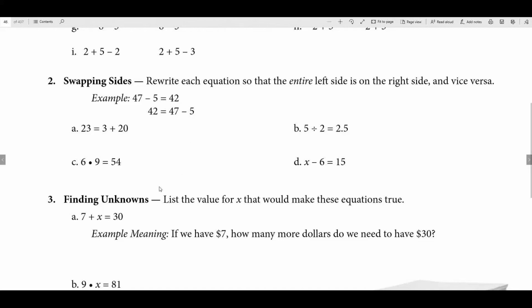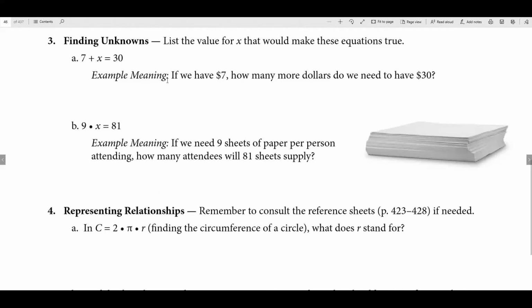Okay, so on 3, finding the unknowns, list the value for x that would make these equations true. So these two are the same as what we did on the other. Make sure you read the example, and go ahead and put x equals and whatever it equals. And if it's money, make sure you put the dollar sign. If it's whatever, make sure you put what it is. Okay, so go ahead and pause that as you do these 2.